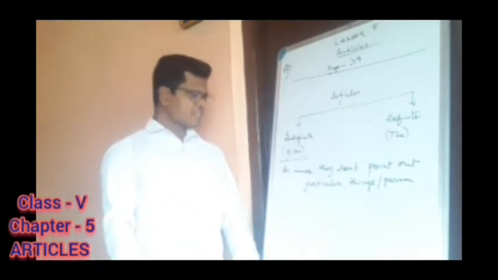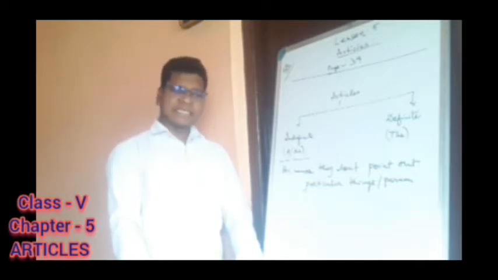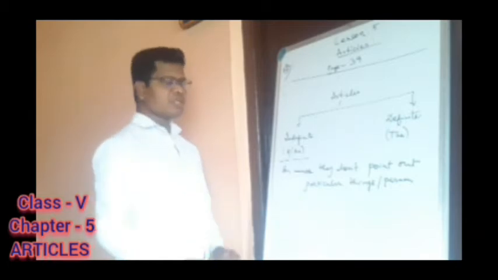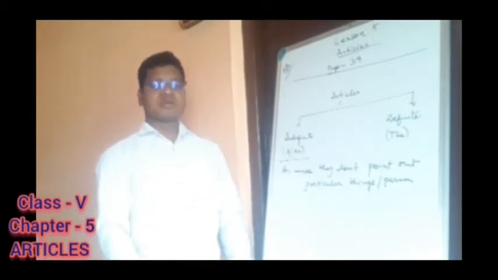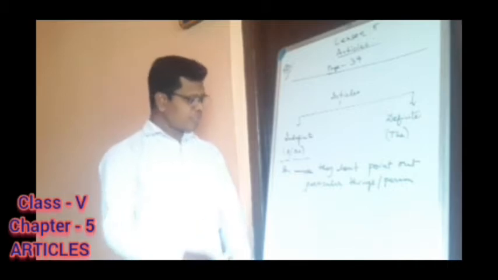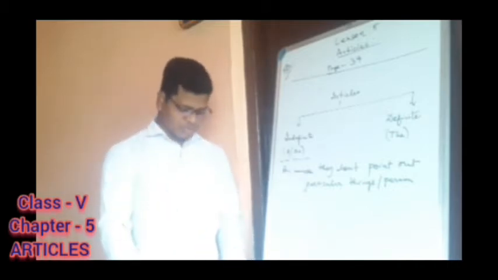So you can see this article is divided into two. First one is the indefinite article. The other one is the definite article. And under the indefinite, you can see two words that I have written: a and an. On the other side you can see the. So why do we use a and an? Why do we use all these things?